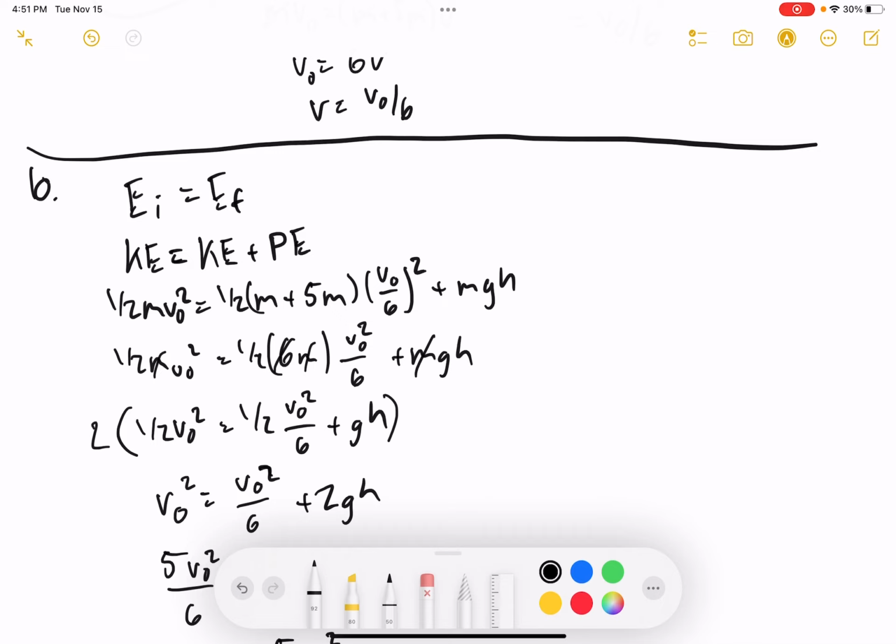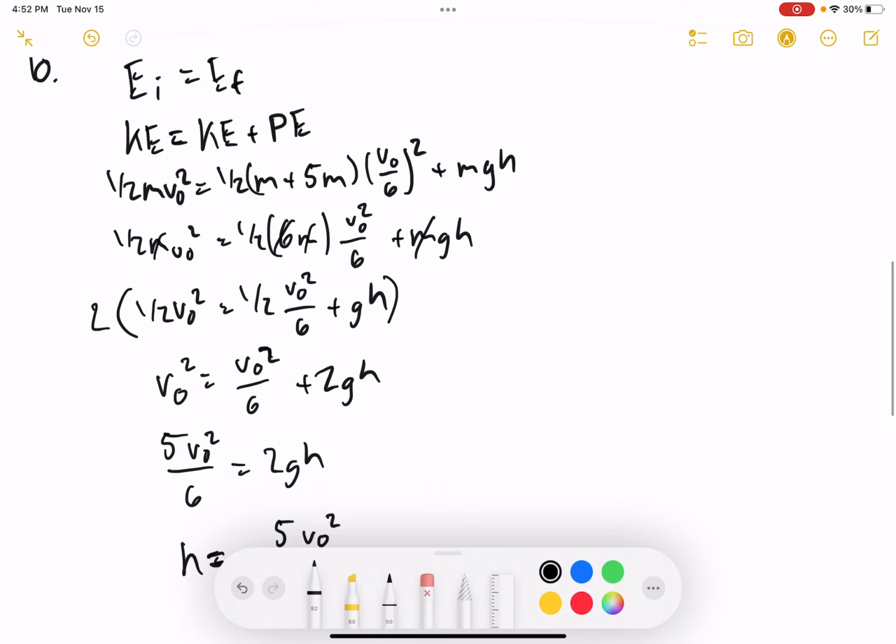The reason we can set it up with energy, even though it's sort of a momentum-ish type question, is because there is no energy loss to friction. Normally you have two objects bumping into each other and some energy is going to turn into heat, but in this case there is no friction between the two things, so we can use energy here.